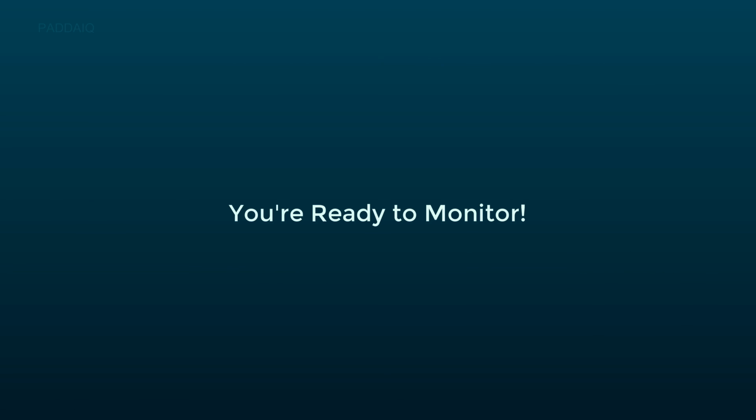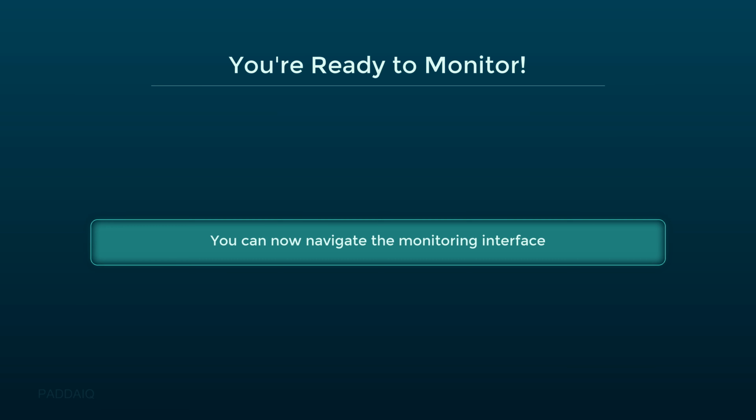You are ready to monitor. You can now navigate the monitoring interface. This means you can move through the screens to view performance and health data of your applications. For instance, check if your employee portal is running smoothly by looking at response times and error logs. This skill is essential for maintaining optimal system performance.